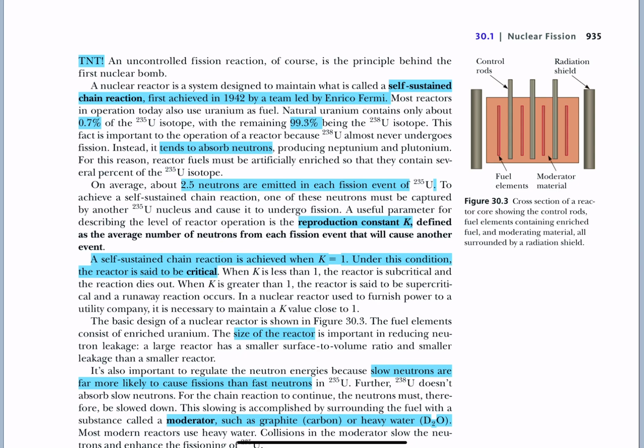Notice also that you have radiation shields, large amounts of lead and concrete to keep any radiation inside this vessel. You also have a moderator. A moderator would be a substance, often just water, that will slow the neutrons down so that they have a higher likelihood of being able to split 235 nuclei.